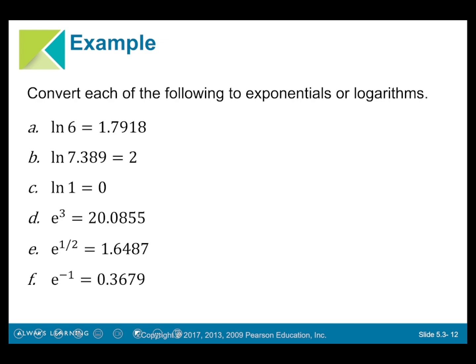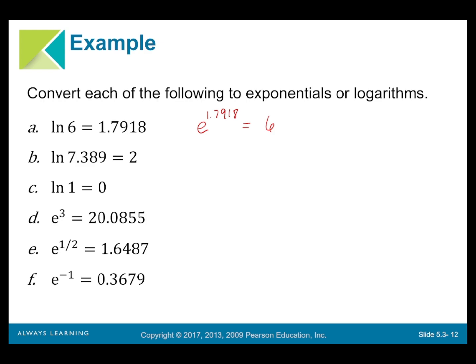Now, looking at each of these, we actually want to convert them into exponentials or logarithms. So we're given 3 logarithms. We want to convert to exponentials. We're given 3 exponentials to convert to logarithms. So log base e of 6 is 1.7918. Here my base is e. So it's e to the, my exponent is what this equals, 1.7918. And that equals 6.